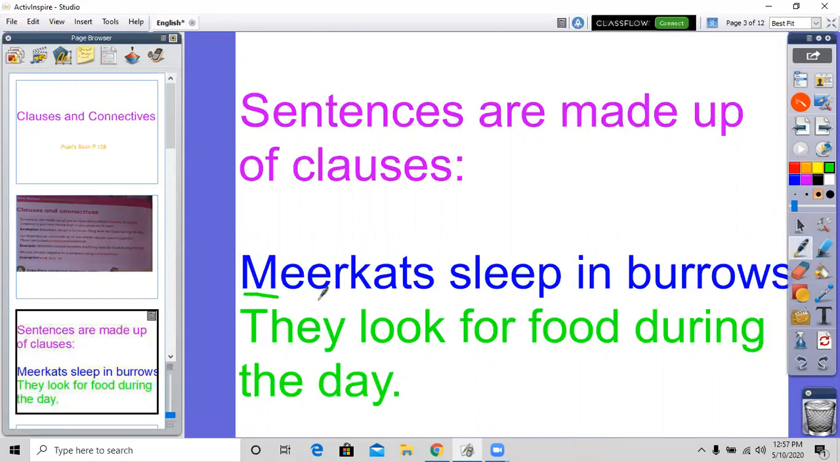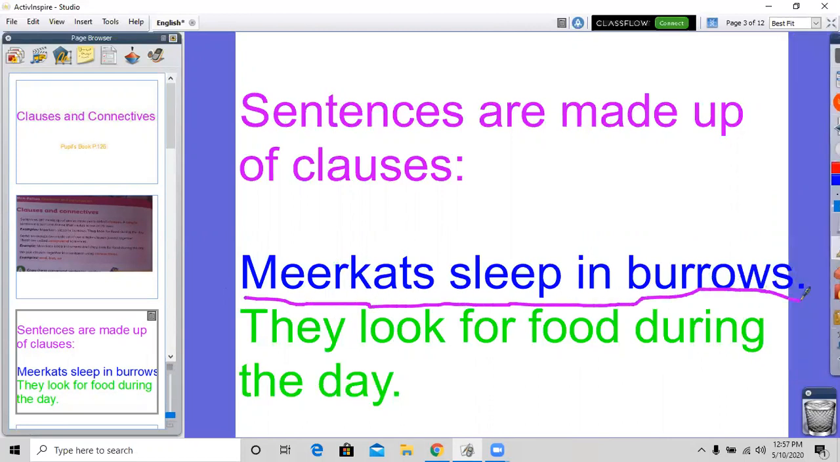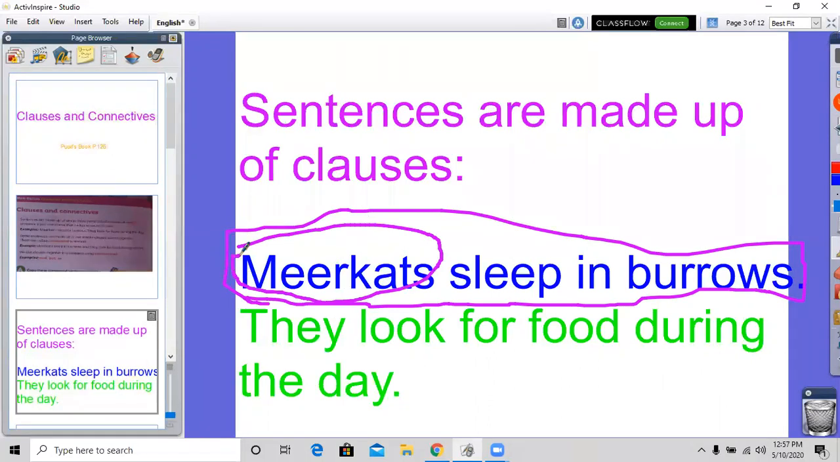Okay, so meerkats sleep in burrows. We call this a simple sentence. Why do we call it a simple sentence? Because it has one subject, which is meerkats. Remember, we mentioned that a subject is a thing doing the action. So meerkats is a thing doing the action, which is sleep. Because this sentence has a subject and it has a verb, we call it a simple sentence. Just one subject and a verb here.